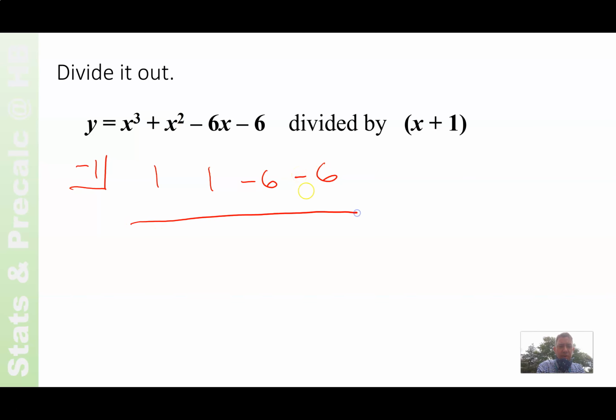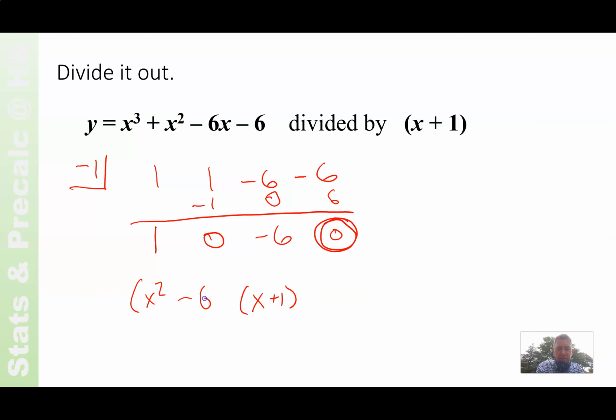And if I divide out this, bring it down, it's 1. Multiply, it's -1. Add, it's 0. Multiply by -1, it's still 0. Add, it's -6. Multiply by -1, it's 6. It comes out 0, and as you know from before, that means that this works out perfectly. So my factors are x plus 1, and what's left here is x squared plus 0x minus 6. So, those are the two factors now. We have factored that.